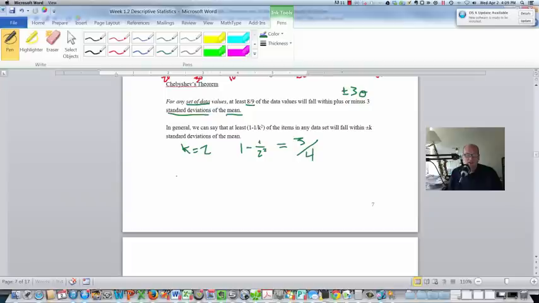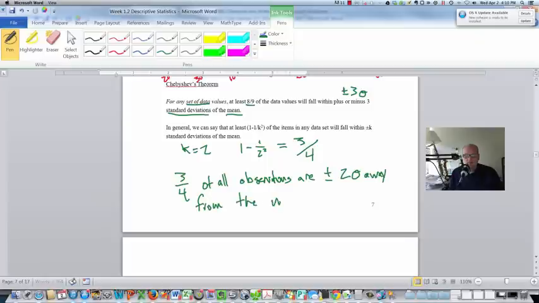So we would say 3/4 of all observations in any data set are plus or minus 2 standard deviations away from the mean. So that's cool. All right, so it works even further.